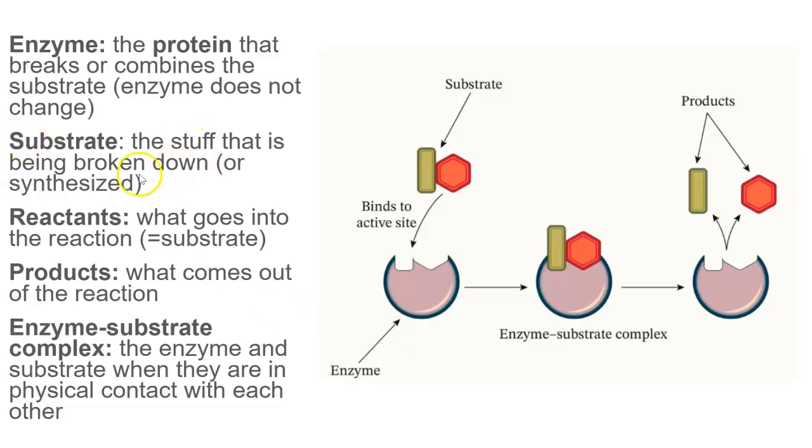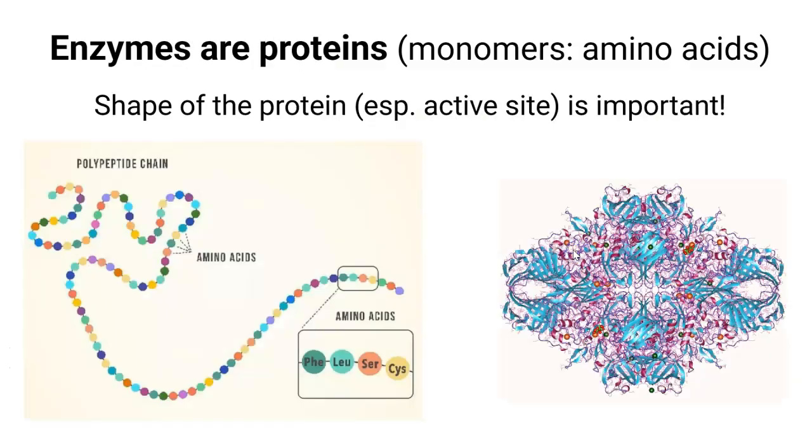The substrate is the stuff that's being broken down or synthesized, right? That's what's reacting. The reactants, okay, in this case, this is the reactant. This is what goes into the reaction. It's also the substrate. Okay, lots of overlap here. The products are what comes out of the reaction. The enzyme substrate complex is the complex of the enzyme and the substrate together. It sounds very complicated, but the complex is two things together, okay? And in this case, it's the enzyme and the substrate. Okay. All right, please do not forget this.